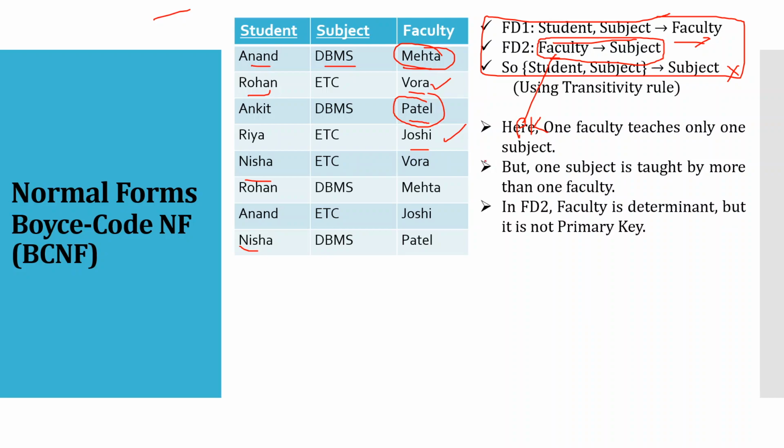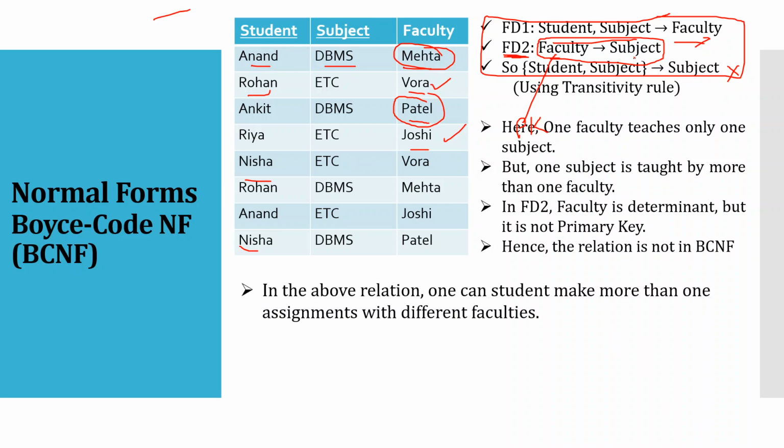In FD2, that means in functional dependency 2, as we already said, faculty is a determinant, but it is not a primary key. That we already discussed: faculty is a determinant because it is determining the subject, but it is not a primary key, right? So now what do we have to do? Hence, the table is not in Boyce-Codd normal form or BCNF. It is not in BCNF.